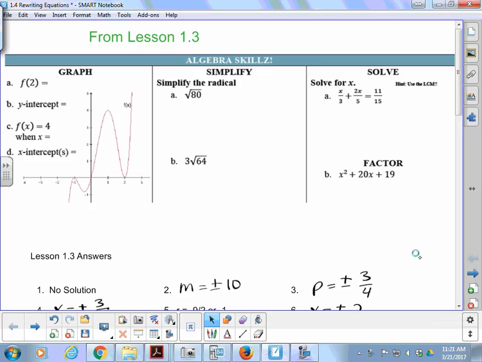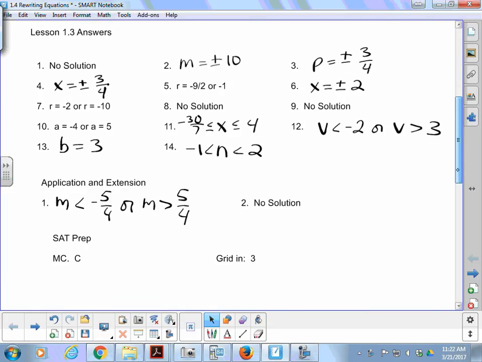All right, so today we're going to do lesson 1-4, which is rewriting equations. But first of all, here's your warm-up to start the day. Basically the algebra skills part from lesson 1.3, so you may already have this done. And here are the answers for lesson 1.3.